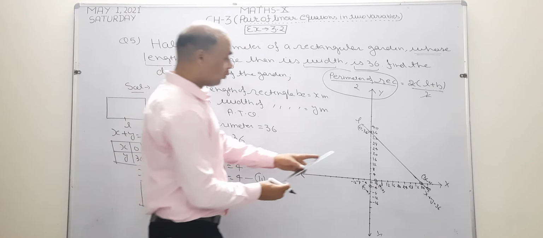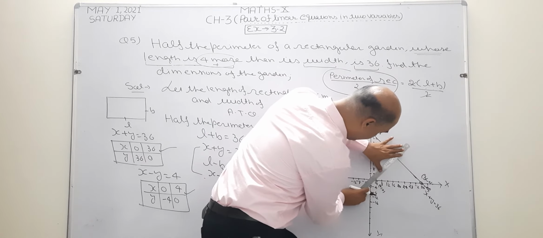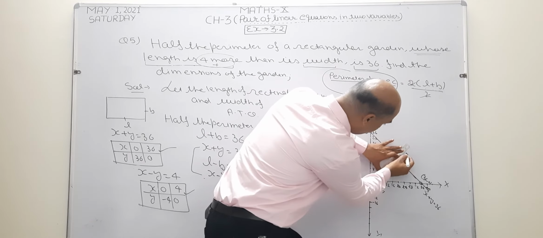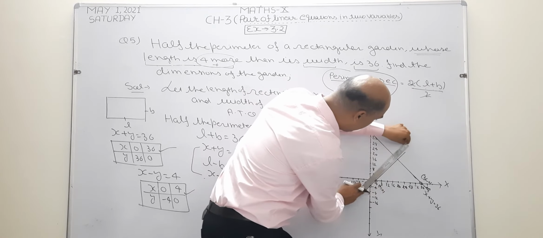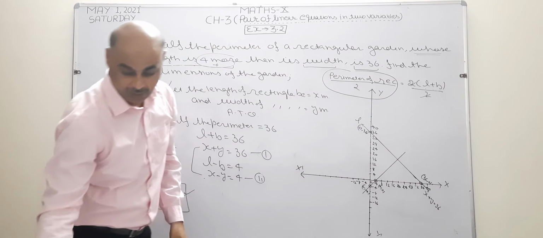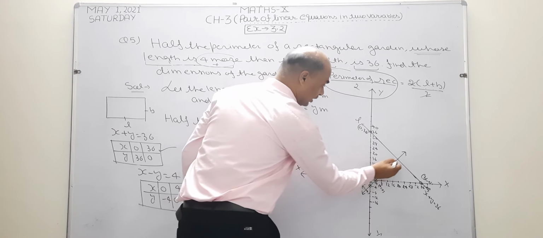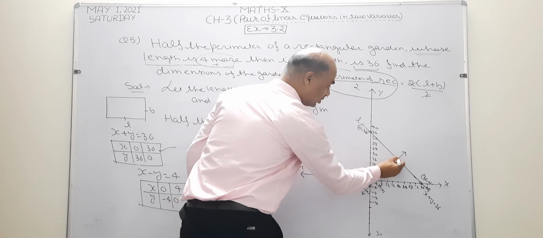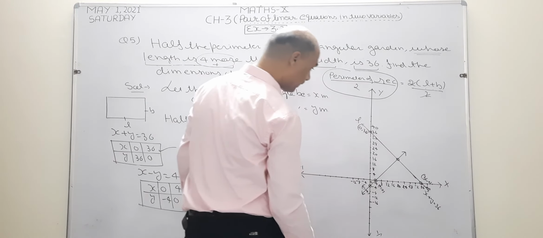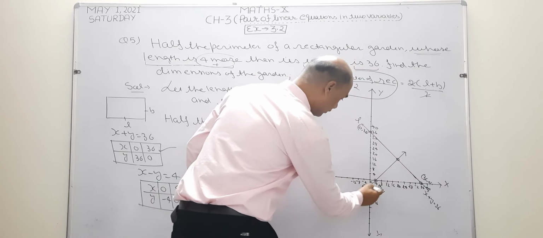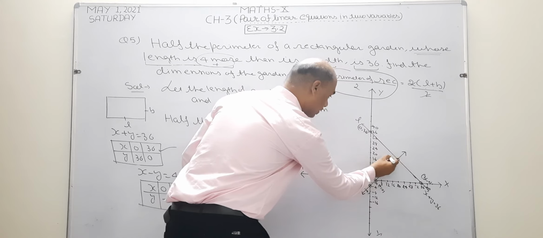When I join these 2 points, both the lines are going to intersect each other. The intersecting point of these 2 lines is known as the solution of the given pair of equations. Now see, when I join these 2 lines, they intersect each other at this point. Now this point is the solution of the given equations. See, when I join them, what happened?